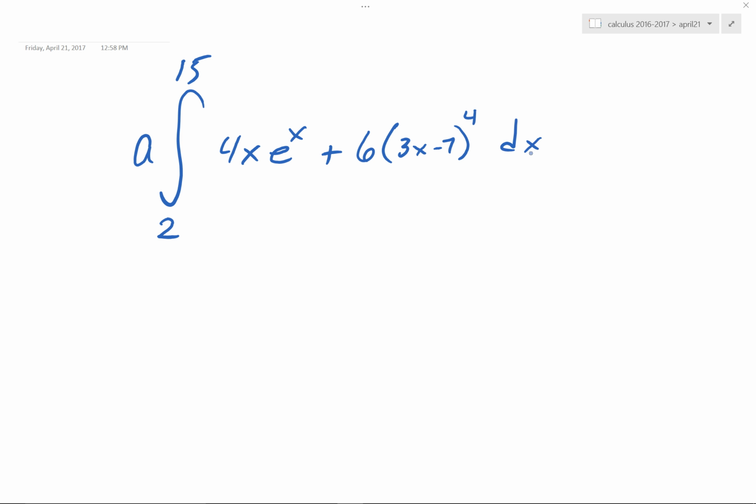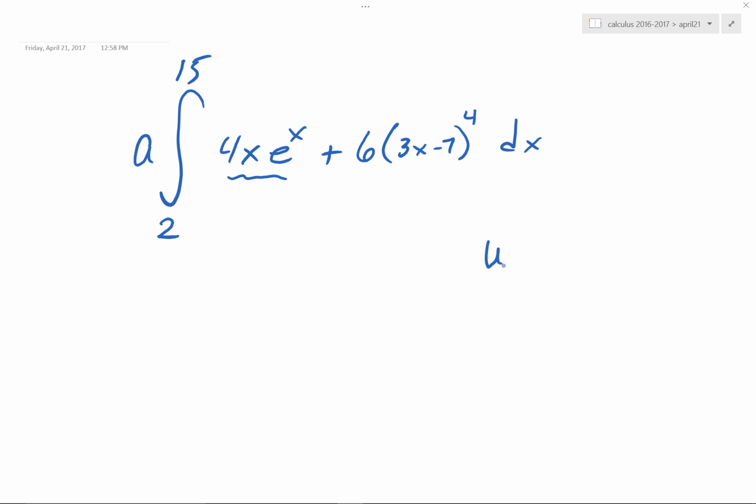Mr. Grimm, you're a horrible person. Yes, I am. So, you're like, oh, all I gotta do is take the antiderivative. Yeah, that's the hard part, ain't it? How you gonna do that from this one? Integration by parts.